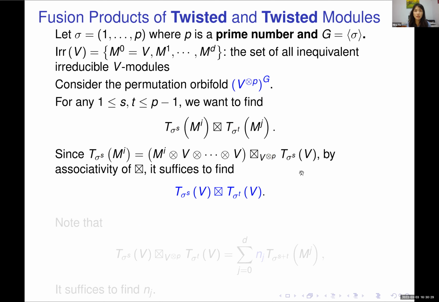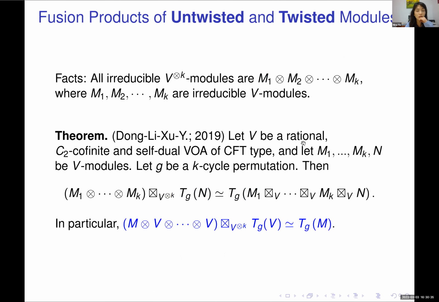Okay, now let's consider fusion products of twisted and twisted modules. Notice, I should go back here. Notice that this k can be any positive integer, and as long as G is a k-cycle, we have this formula. This is the result we have earlier.